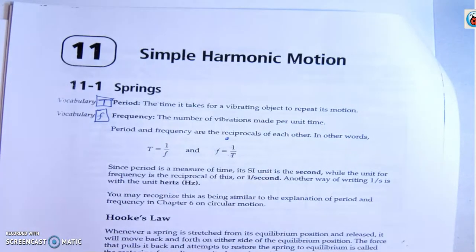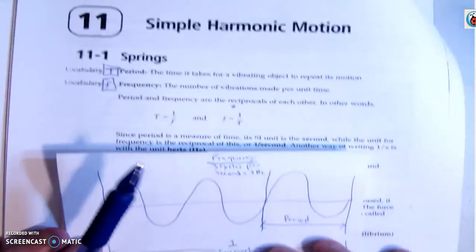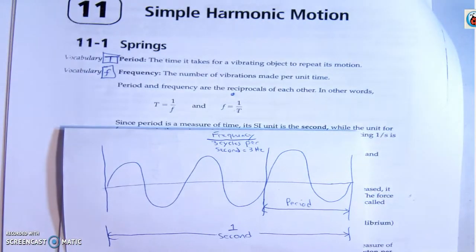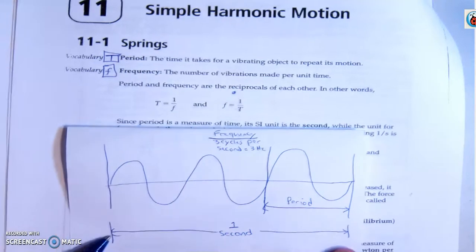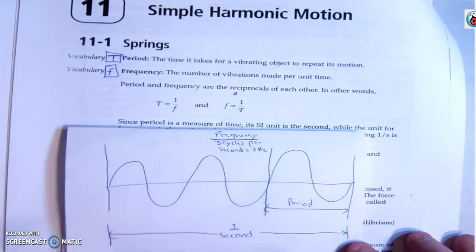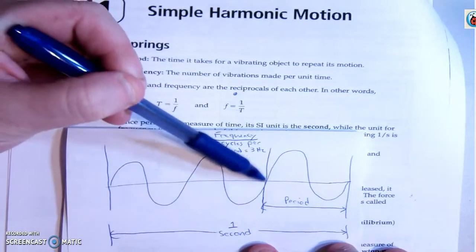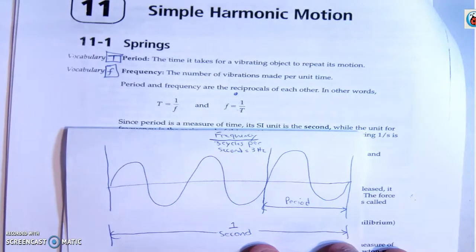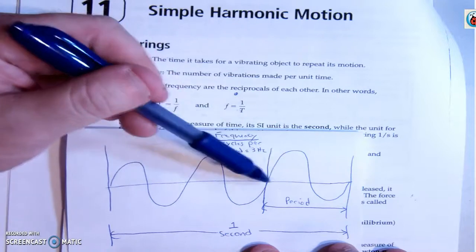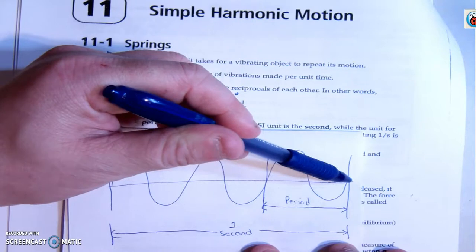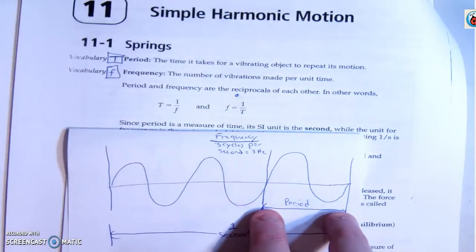Right? So, let's take a look at a wave. I made this wave here. It's really good. Hopefully this explains it a little bit. This wave happens over a 1 second span. So this right here is an example of a period. The time it takes for a vibrating object to repeat its motion. So this is our vibrating object. This is the single motion. It goes up, down, back up. That's its one motion. So this time is called a period.